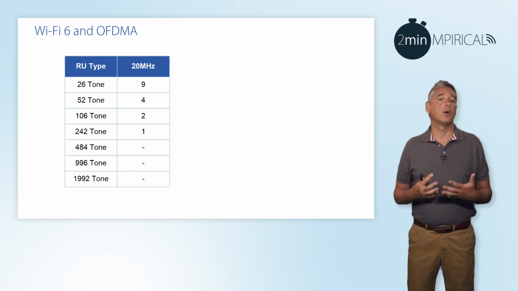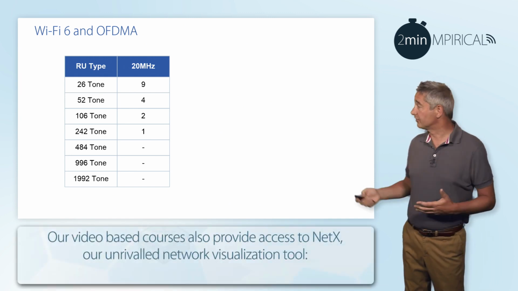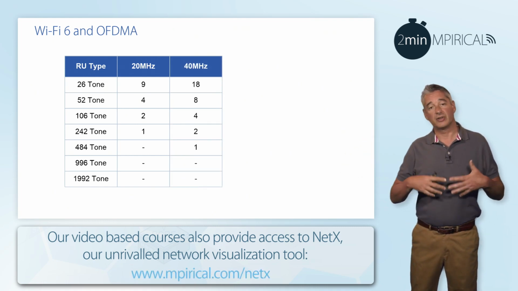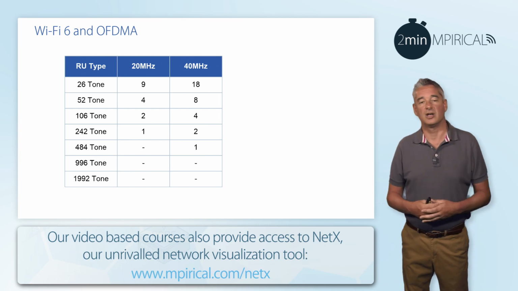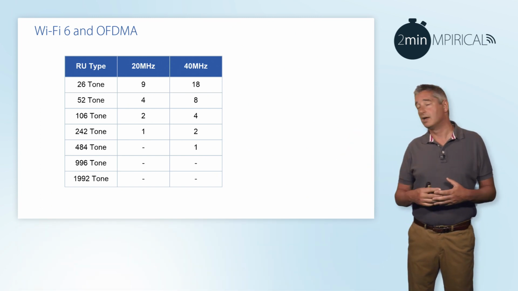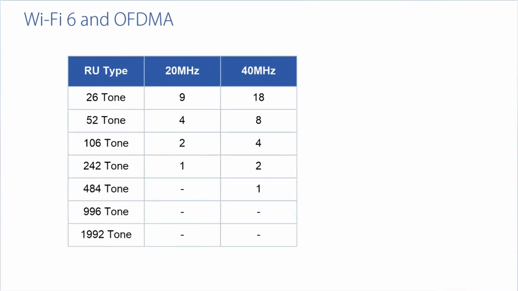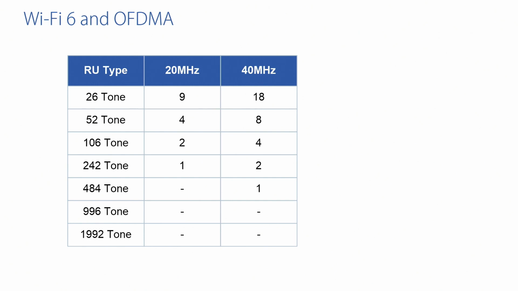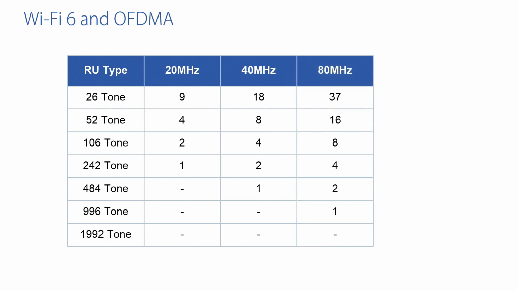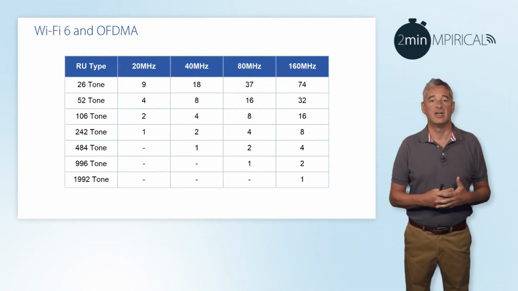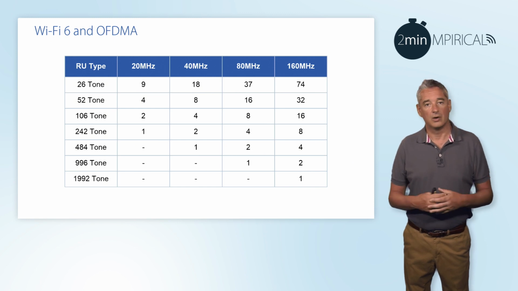But Wi-Fi 6 can operate across different size channel bandwidths. So by increasing up to 40 MHz, we can see now we can increase our number of 26-tone resource units up to 18, but we can now support a single user with a resource unit made up of 484 tones. The same concept increases as we move up towards 80 MHz, and then finally up to 160 MHz channel bandwidth. Here, potentially supporting 74 different devices, again, if we use the 26-tone resource unit.